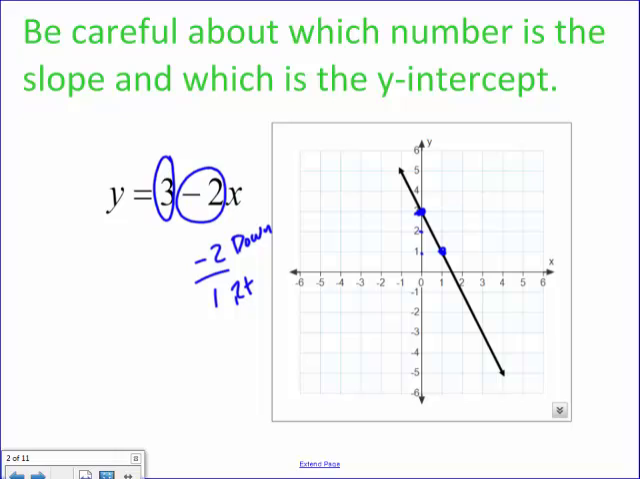Remember, I could also switch the negative. I could go 2 over -1. It means the same thing, right? Because if the negative's out front, I just give it to one or the other. I don't give it to both. So I could have went up 2 and left 1 as well. All right, so slope-intercept form's nice.